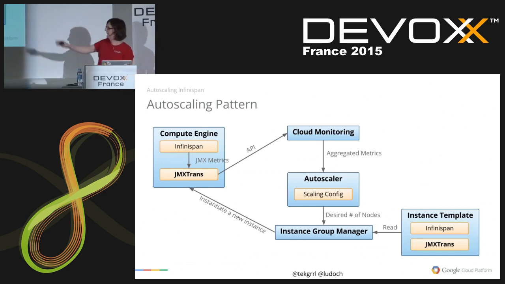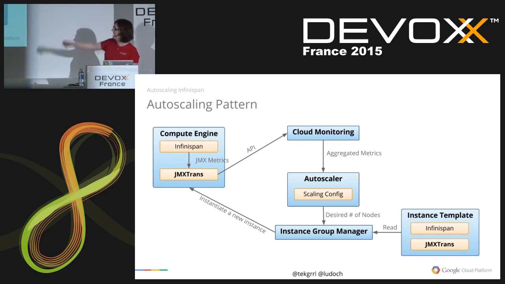We have the Instance Group Manager as our actuator. This will add new instances and remove instances. And we have an instance template, which will define what a new instance looks like. Ultimately, it's responsible for configuring Infinispan on the node.